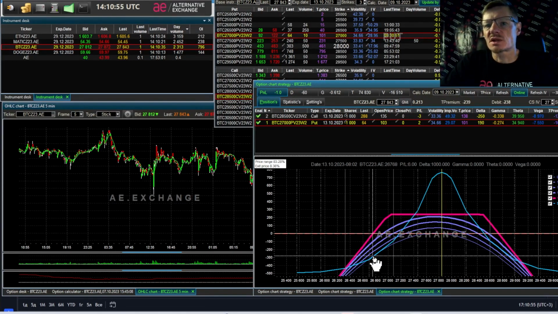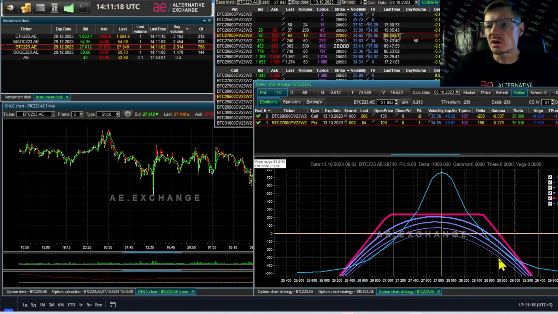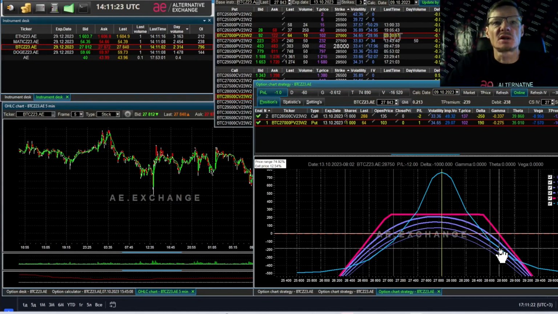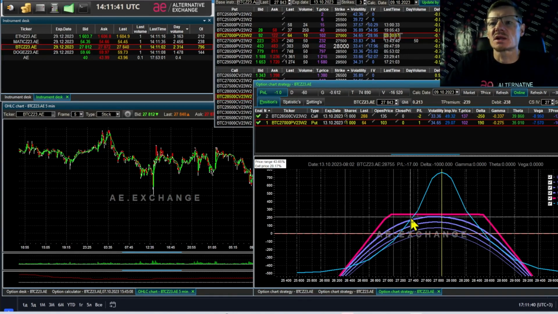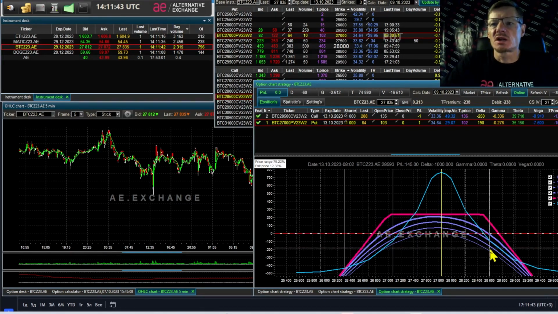One is in the 26,700 zone, and I see that the price range is 83%. And the call options have a break-even point in the 75% zone. Exit price is 12.5%. That means that 12.5% is the probability that the price will exceed the break-even point of 28,750. And the probability of the price falling below the break-even point is 8.67%.